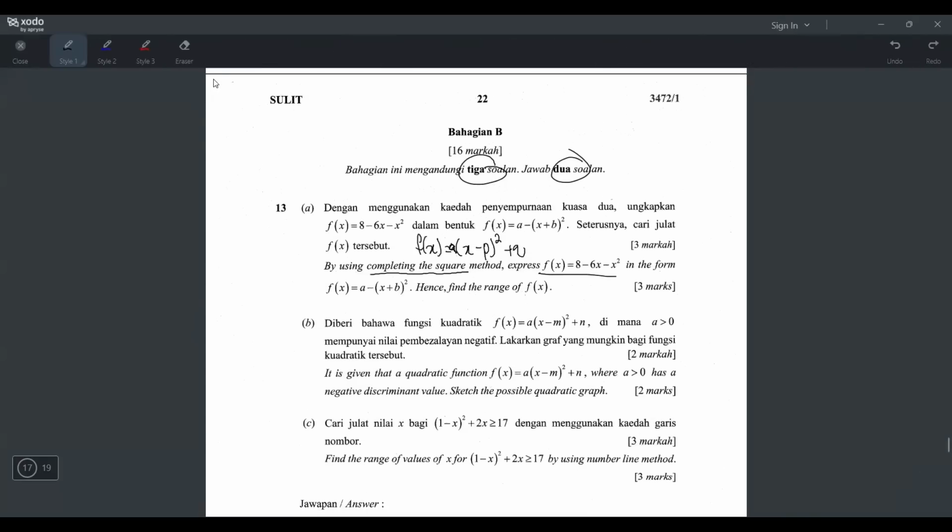I will write my working here. So first thing is write down your equation in general form. Negative x squared minus 6x plus 8. Yeah, just arrange a bit.